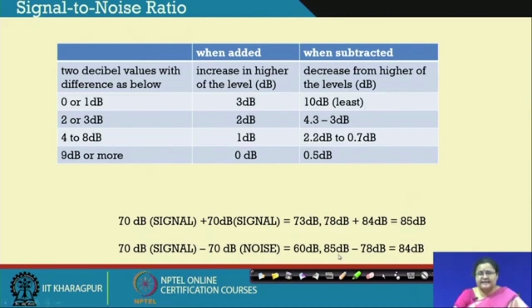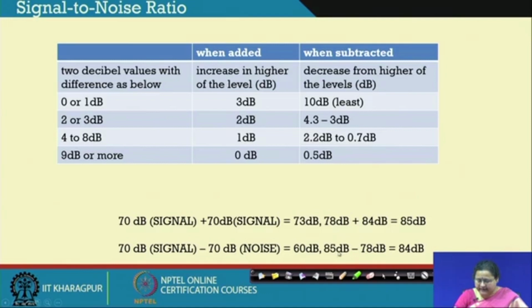Say the signal is at 85 dB and the noise is at 78 dB. The difference between these two is 7 dB. So, we go to the fourth row here. If you have 4 to 8 dB difference, the reduction is between 2.2 and 0.7. If you go to detailed calculations, it will be 1 dB. So, what will happen? The 85 dB sound will sound as 84 dB.